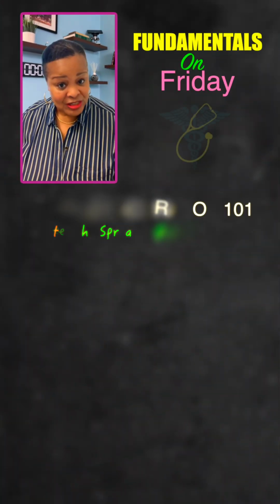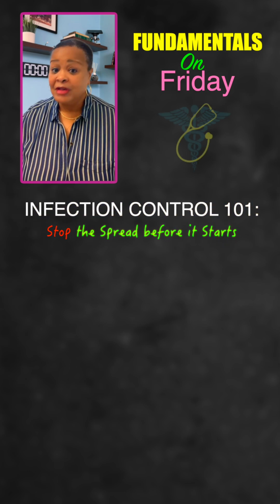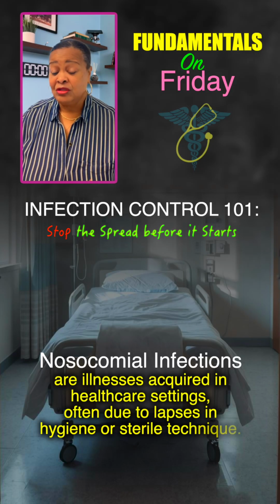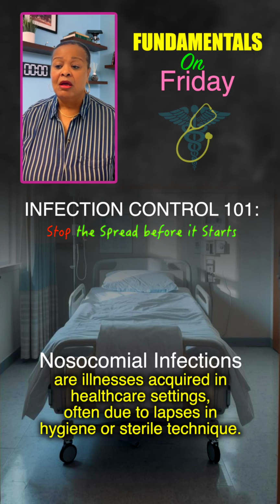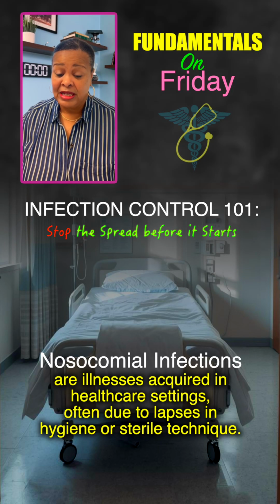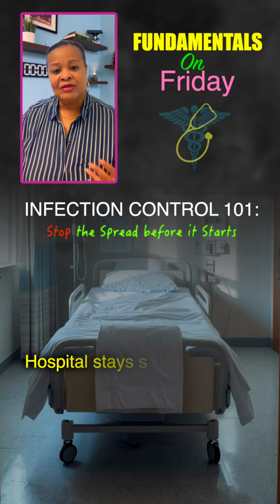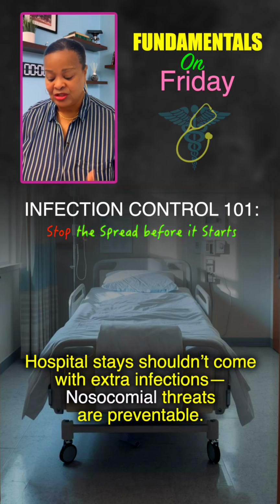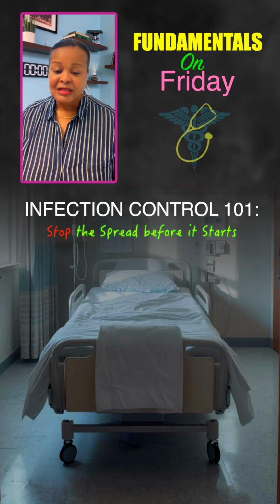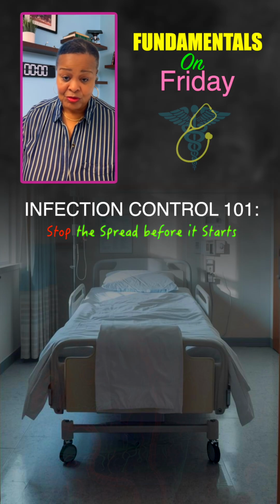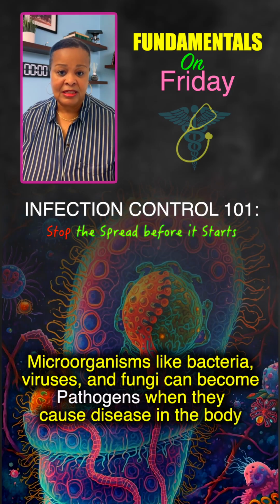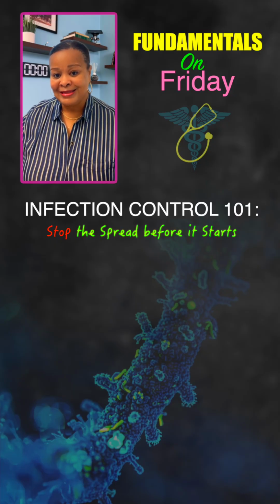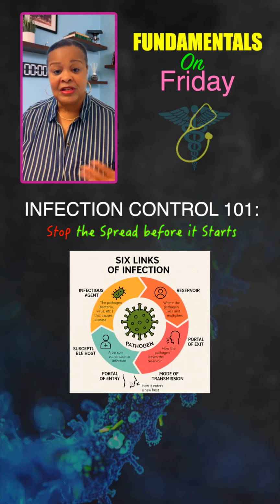Today we're talking about infection control, which is of utmost importance. We know that nosocomial infections or hospital-acquired infections can be a leading cause of death in some of our patients. And so it's very important that we understand not to transfer those organisms from patient to patient. All right, so whenever we have a microorganism that becomes disease producing, it's called a pathogen. And so these pathogens have 6 links of infection.